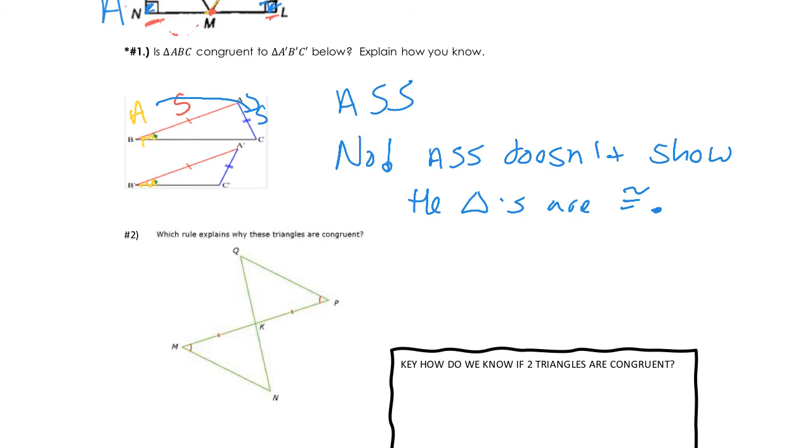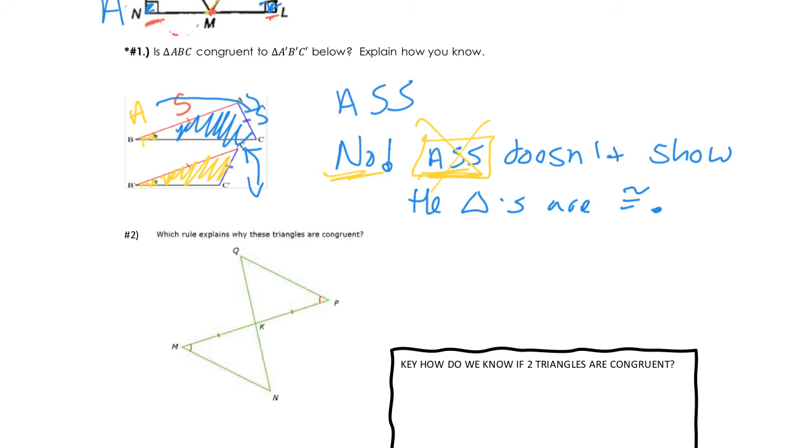And remember, congruent means the exact same triangle. Just look at these. They are different triangles. This one is bigger than this one. This one's smaller. So they're not the same. So you could have an angle, a side, and a side the same, but it doesn't mean they're the same triangles. No ASS in math.